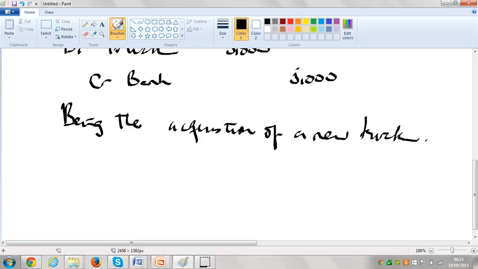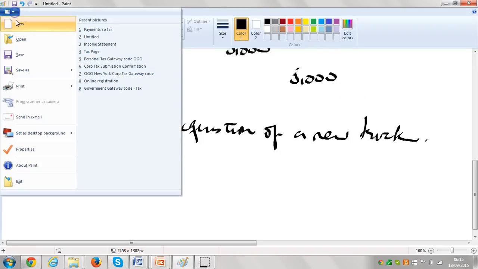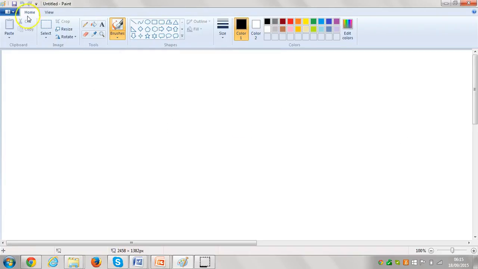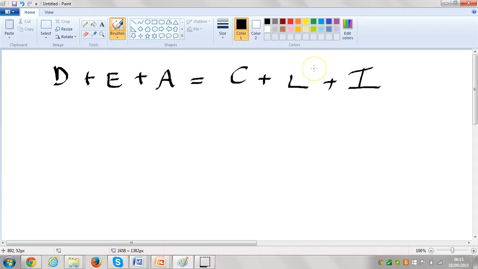Let's do another one. D plus E plus A is equal to C plus L plus I. Let's take a nice simple example. We buy some goods that we're going to sell. We make some purchases of some goods, and we pay straight away from the bank. So what's happened here?